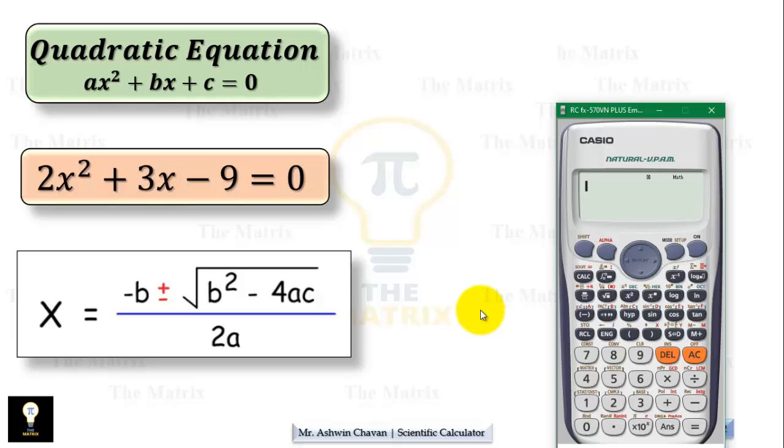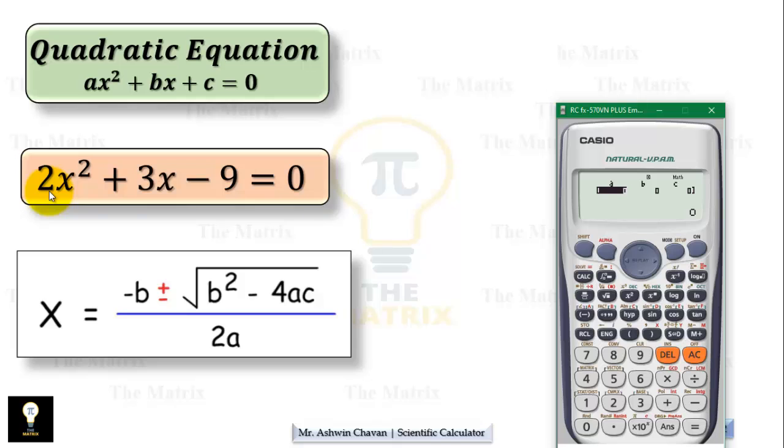So for that we have to go into equation mode first. So press on mode. Equation mode is at 5. So press 5. You can see this equation is matching with the third type, that is ax square plus bx plus c equal to 0. So we will press 3.